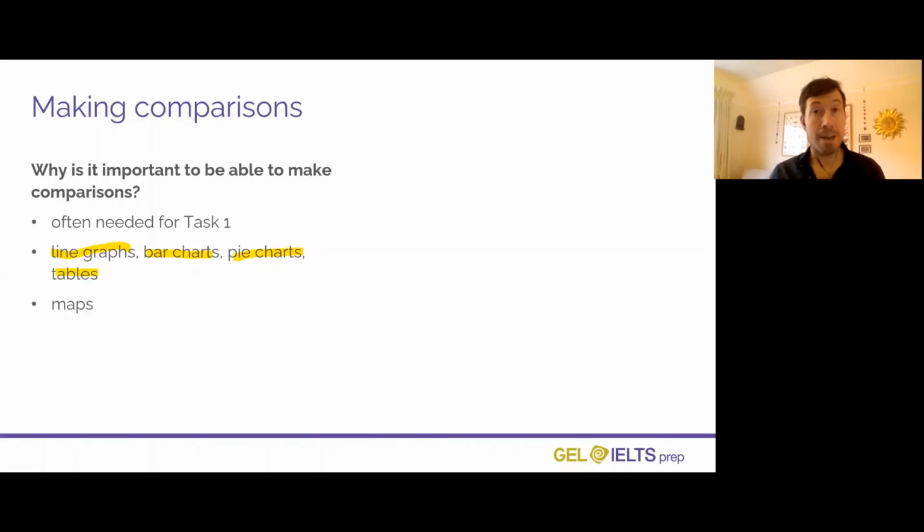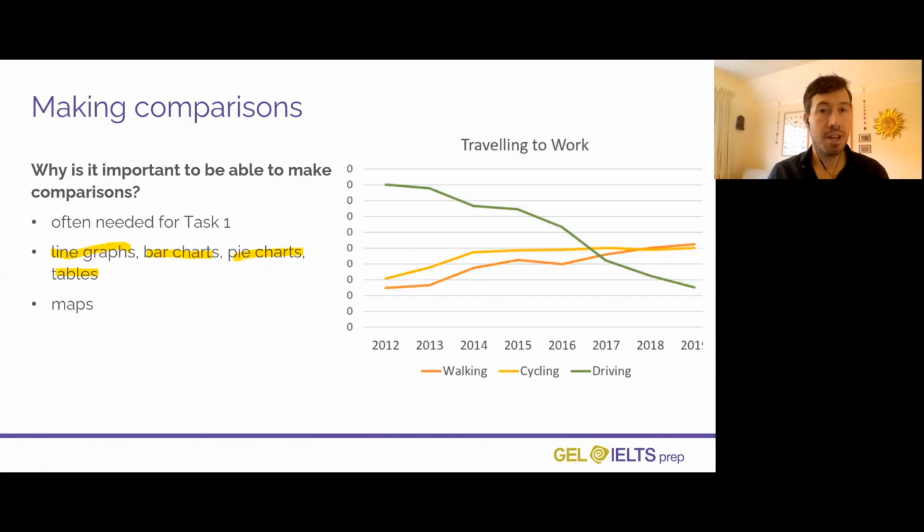Also, in maps, you sometimes need to make comparisons. We'll see what we mean by that in a moment. So here you've got a line graph, and here you might want to compare something like walking to cycling. You might want to compare those 2 things. So it's important to be able to make comparisons there.